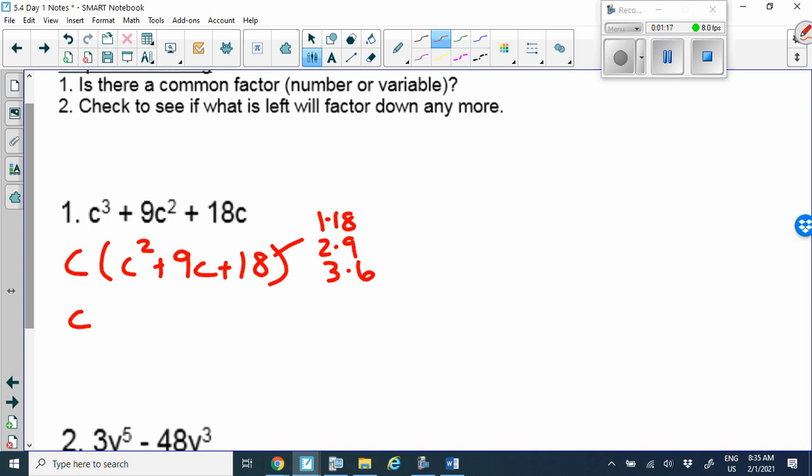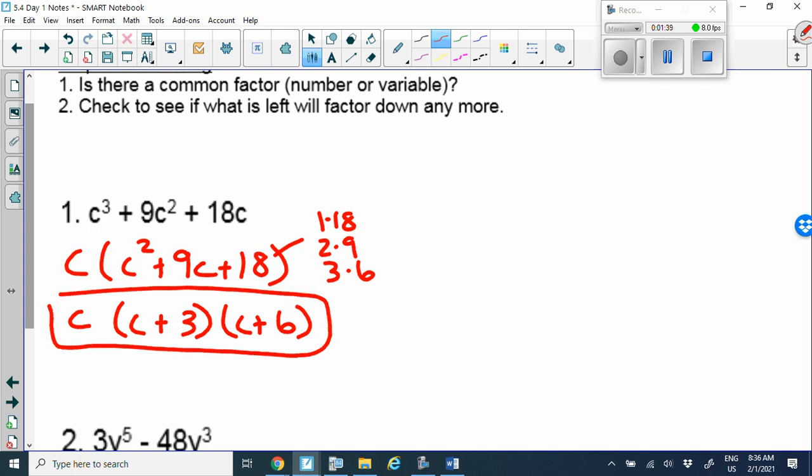Okay, so that c that we have in front, make sure you bring that down. If you don't and you multiply back, you're not going to get the original problem. We do two sets of parentheses. We have c and c, and then 3 and 6. To get a positive 9, both of them need to be positive. And notice that all of our terms are linear, meaning all of the variables are to the power of 1. That's when we definitely know we are done and we can't factor anymore.